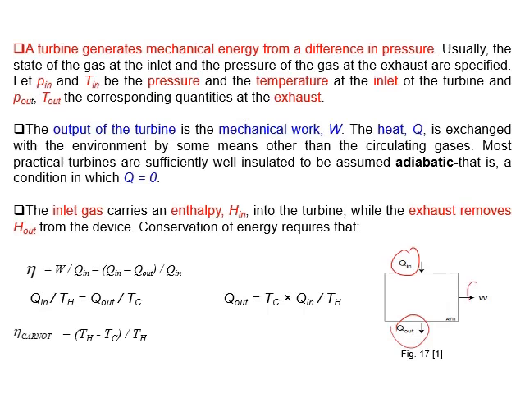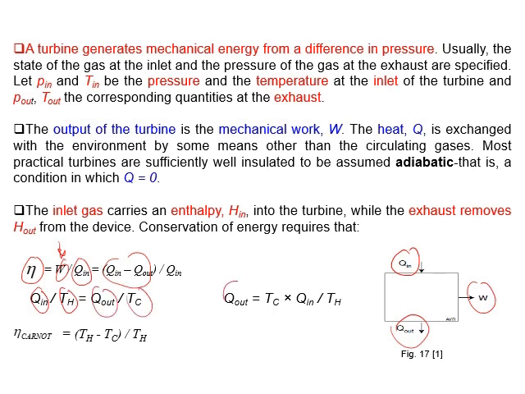The difference between them will produce output. Okay. Now, for efficiency, this is the output, as I mentioned, divided by the heat or the energy input. And energy output here is the difference between input and output. And you know from thermodynamics that heat in over temperature hot equals heat out over temperature cold.